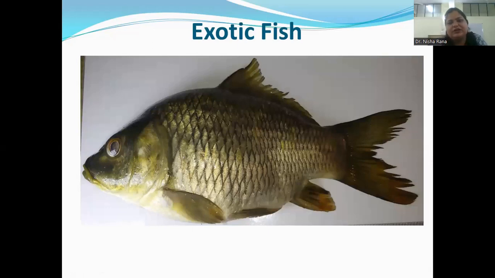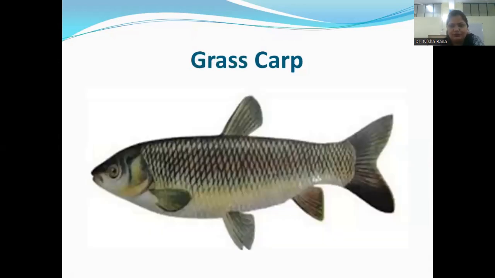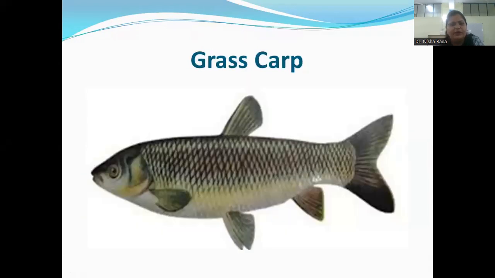I have mentioned the exotic fish. This is a fish, Cyprinus carpio. You can see the morphological features of Cyprinus carpio are totally different from another species. This is a silver carp. This is the grass carp, Ctenopharyngodon idella. So you can see, starting from the first fish, second, silver carp, and grass carp.